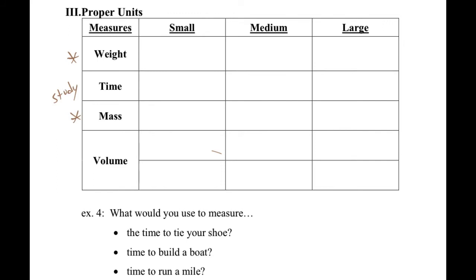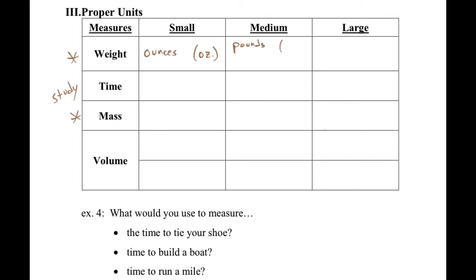Weight. If you have a small amount of weight, often they measure that in ounces. So I'm going to write ounces, and I'm going to do a little OZ for that. So small amounts of weight, often in ounces. Medium, things that weigh more than an ounce, you might measure that in pounds.